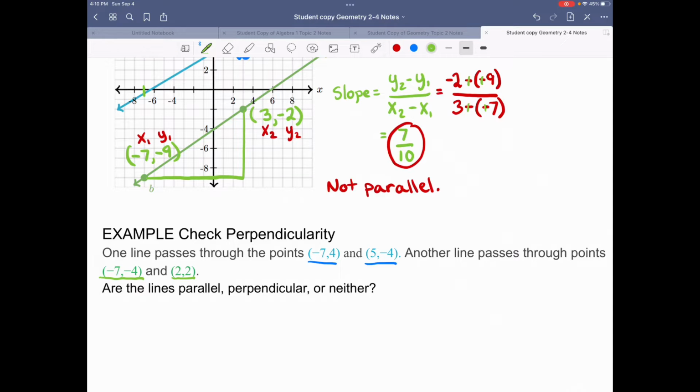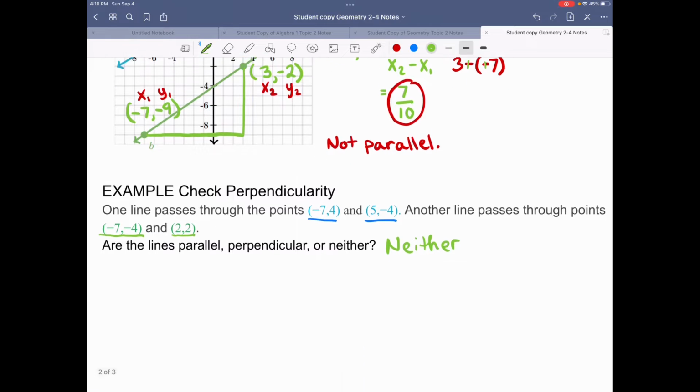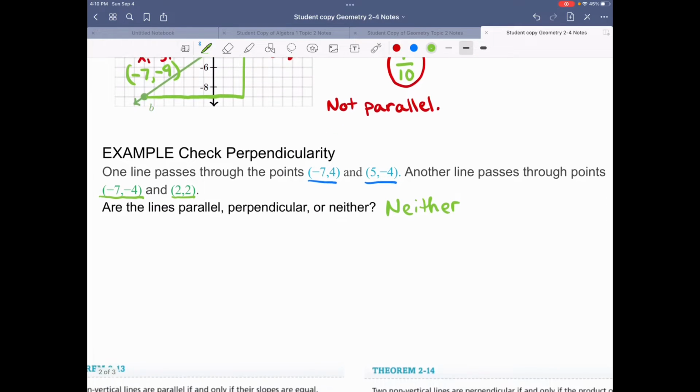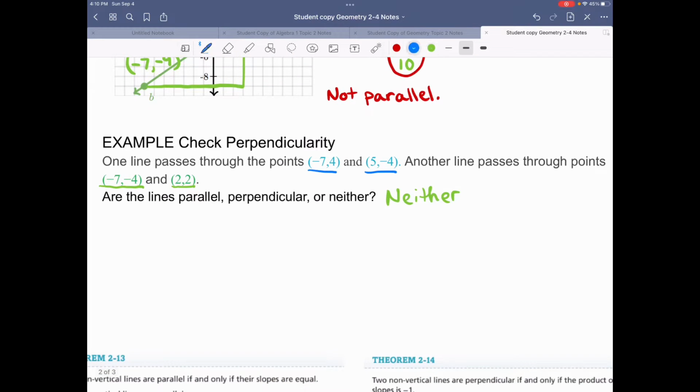So the question asks, are the lines parallel, perpendicular, or neither? And we can say they are neither. But I want to show you how to do this mathematically as well, because I think it's good to have that practice. So for the blue points, we're going to do the change in y over the change in x.